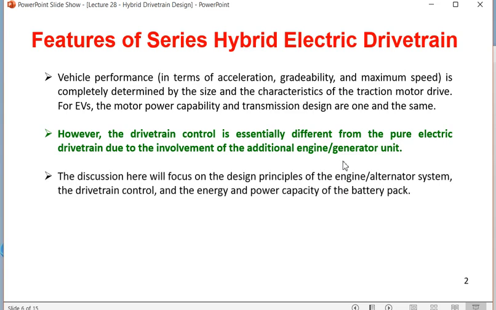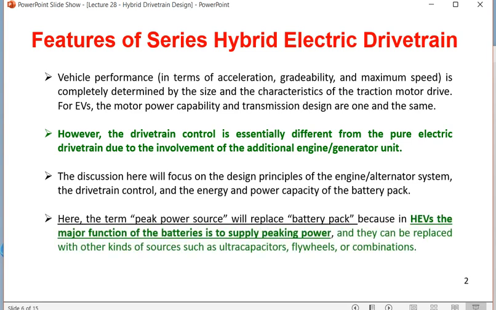Discussion here will focus on the design principles of the engine alternator system, the drivetrain control, and the energy and power capacity of the battery pack. So whenever I am saying principles of the engine alternator system, that means design of PPS, second one is drivetrain control, and third one is the battery pack design. So motor design, battery design, engine design, and their specification are the three main topics in case of any hybrid electric drivetrain.